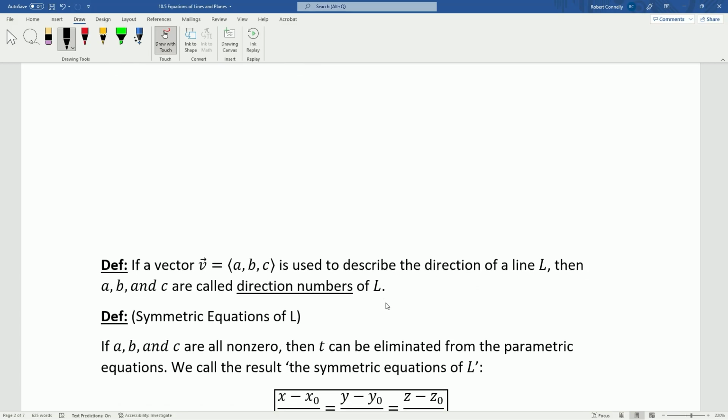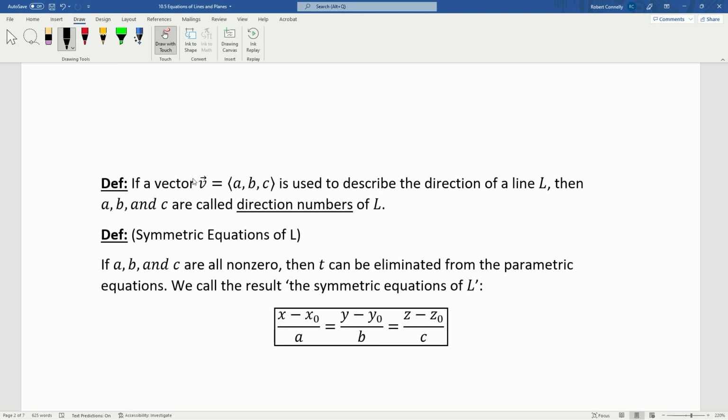Okay, so let's go ahead and move on to a definition. So we were referring to this before, but let's just formally lay it out. If a vector v is equal to ABC and is used to describe the direction of a line L, then A, B, and C are called the direction numbers of L.